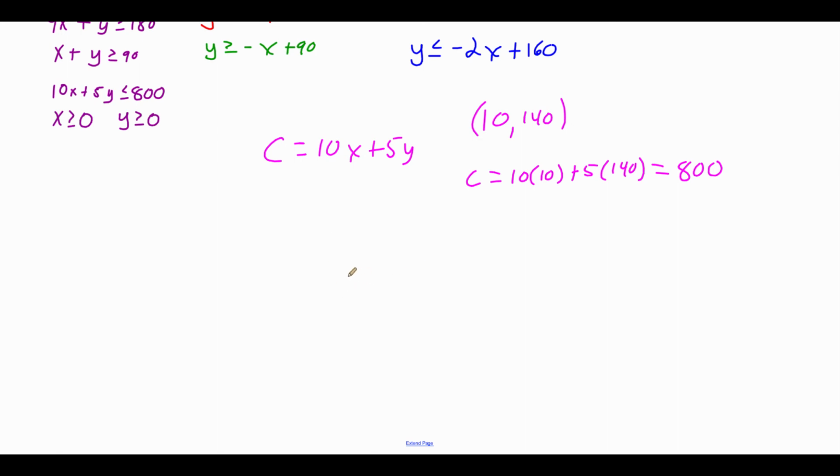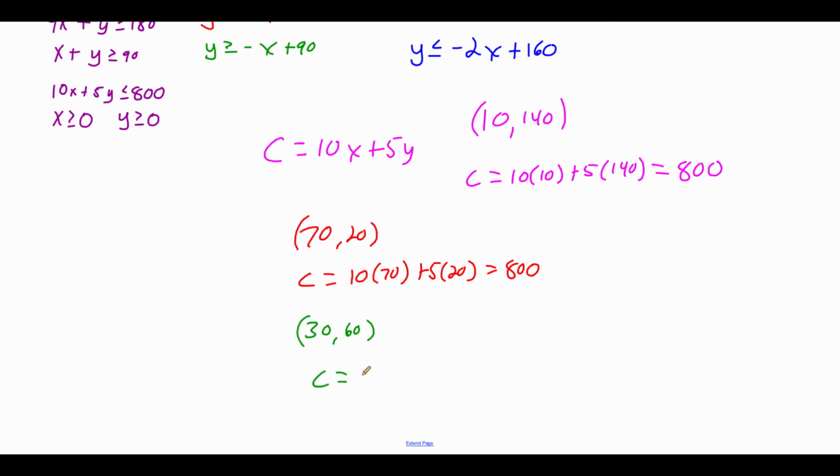Our second intersection point was at 70, 20. So I'm going to take those and plug them in. So C equals 10 times 70 plus 5 times 20. And we're going to end up getting 800 there. And then our last intersection point was at 30, 60. So we get C equals 10 times 30 plus 5 times 60. Now when we multiply and add those together, we're going to get 600.